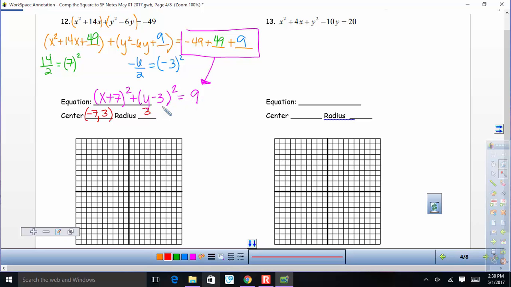3. Okay, and then we would graph that by going left 7, and up 3. And then for the radius, what we would do is we'd go up 3, we'd go right 3 from there, we'd go down 3 from there, and we go left 3. And then you kind of connect them, make sure they're curved. Do not make a square, because it should be a circle.